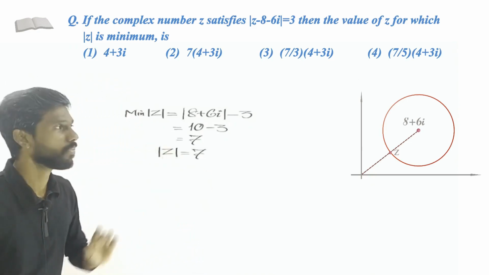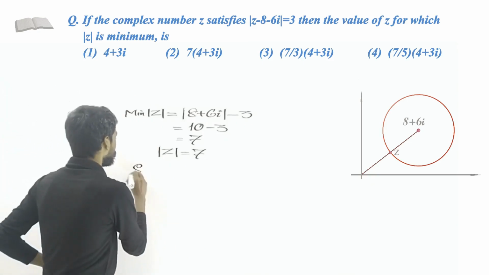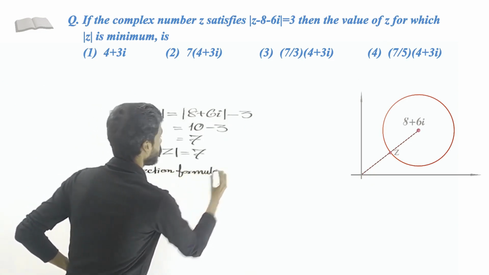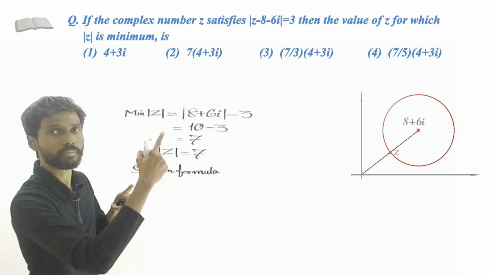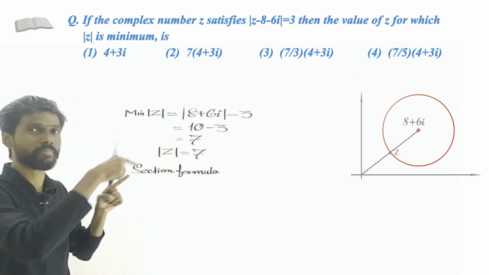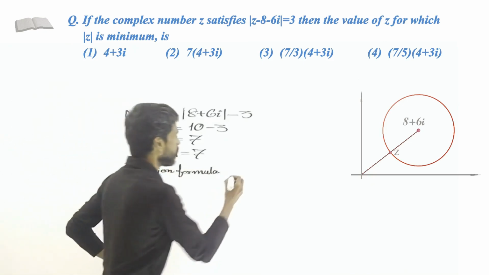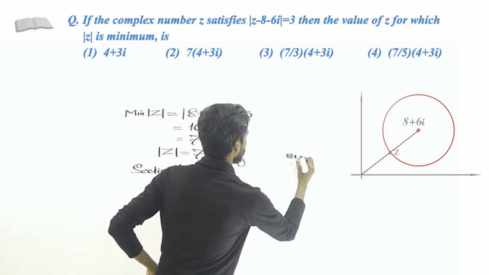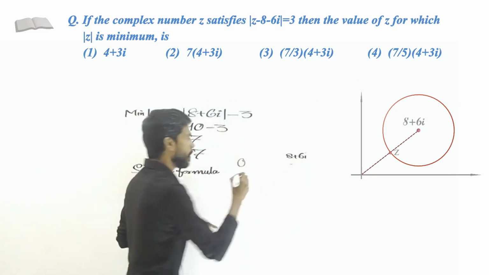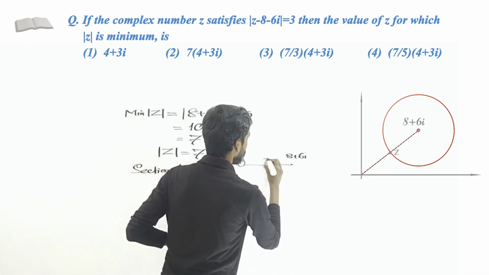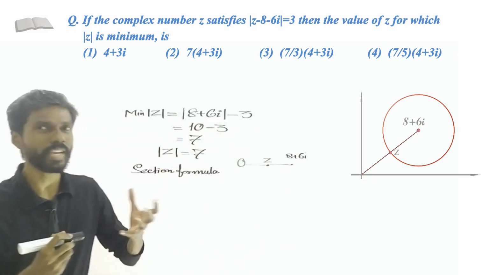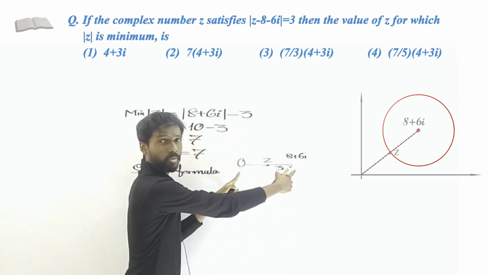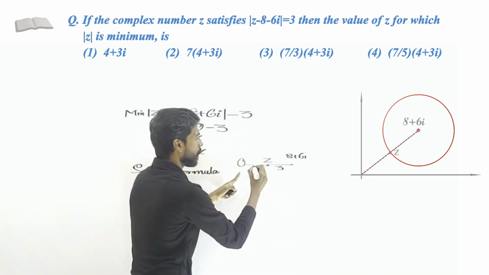Or we can also do one thing. We can use the section formula. What is the section formula here? There are two complex numbers: origin and center. Now this complex number lies somewhere between them, right? But in what ratio does it divide? Origin is here and the center is here. The center is 8 plus 6i. Our required complex number lies between them. We know the exact length though. This is the radius, so that is 3. And the total length is also known, 10. So 10 minus 3 gives the modulus of this, which is 7, which we have found.